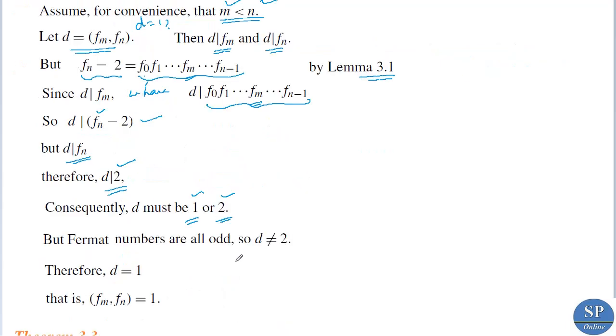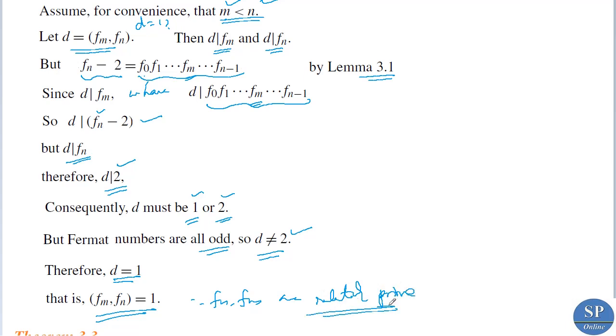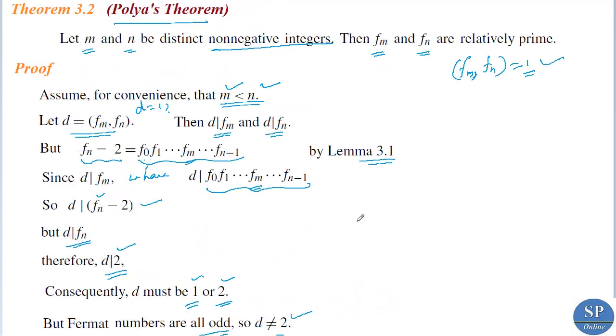But Fermat numbers are all odd, as we already know. So d is not equal to 2, because d divides Fm and Fn, which are Fermat numbers. Therefore d equals 1 only. Therefore the GCD of Fm and Fn is equal to 1, so Fn and Fm are relatively prime. Okay, that is Polya's theorem.